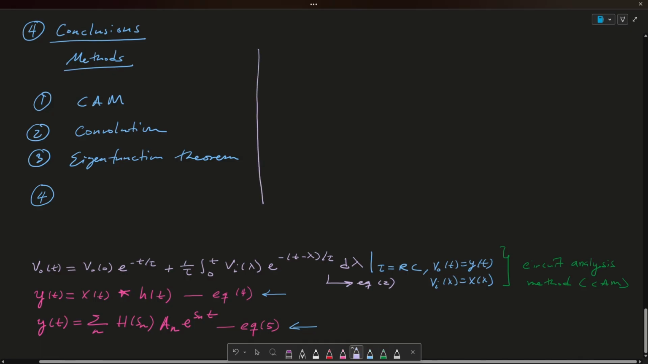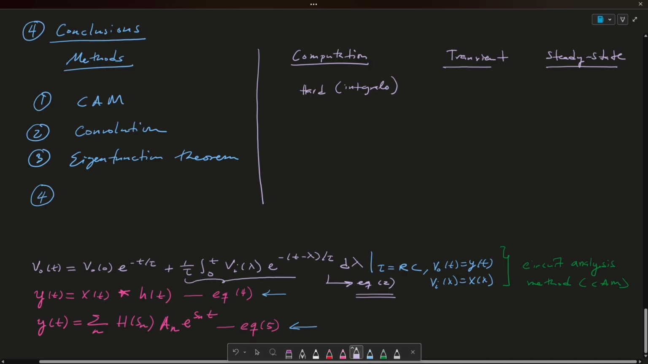So what I want to do is go ahead and categorize these things in terms of computation, and then I'm going to have a column called transient and another column called steady state. Okay, for the circuit analysis method, as you can see, this equation number 2 is pretty hard to do. Let me consider this as hard and say that this is integrals, because you're taking an integral here, which can be cumbersome. The good thing about this method, though, is that when you put in any input, vi of lambda, into my system, I'm going to get my transient and my steady state.